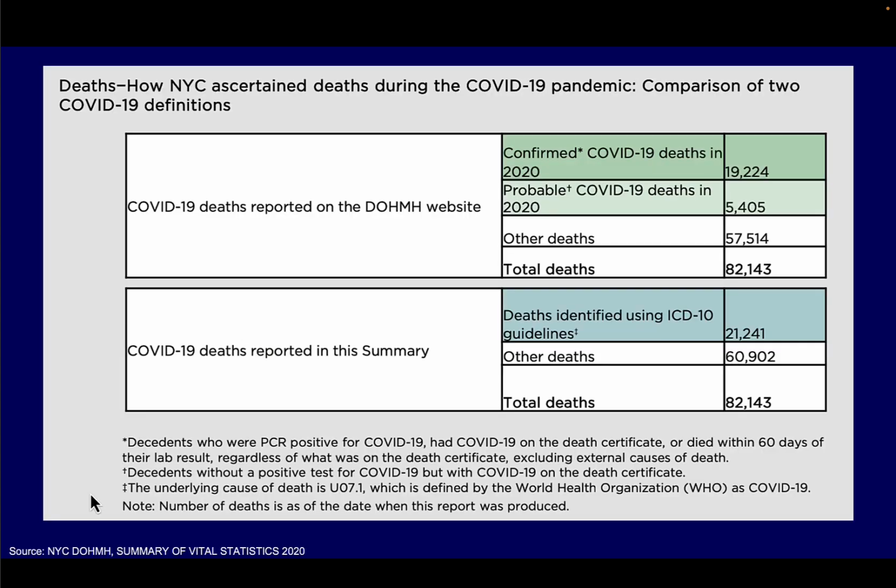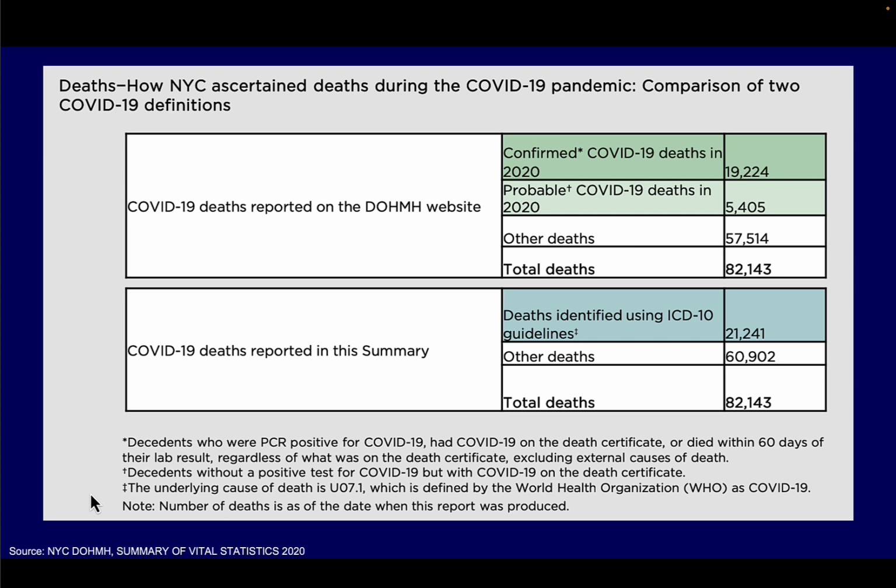Then the pandemic hit in 2020, and this slide shows that the number of deaths jumped from about 54,000 in 2019 to about 82,000 in 2020. And most, but not all, of the increase was due to deaths where the underlying cause was COVID-19.